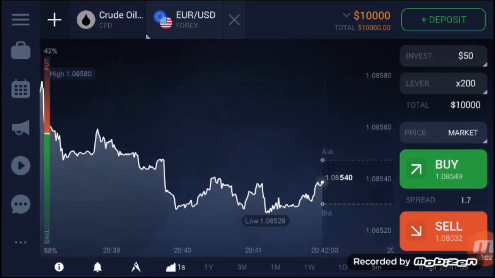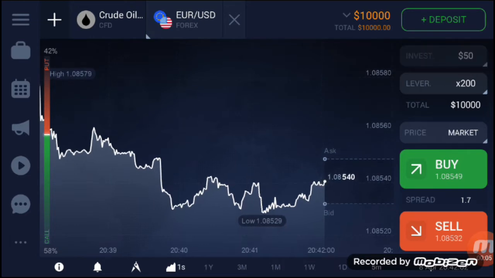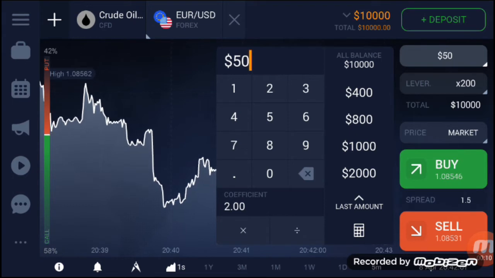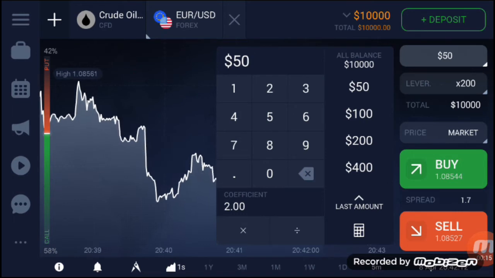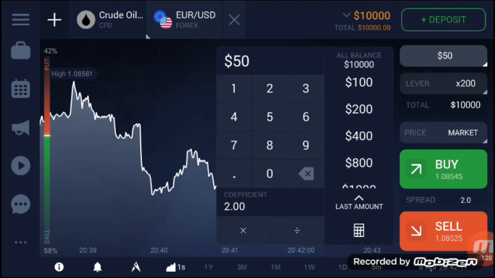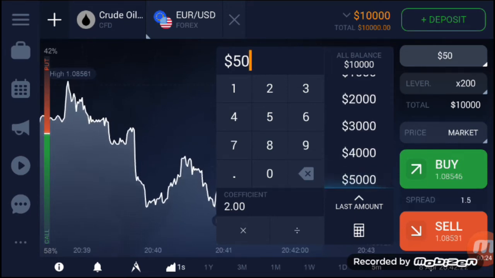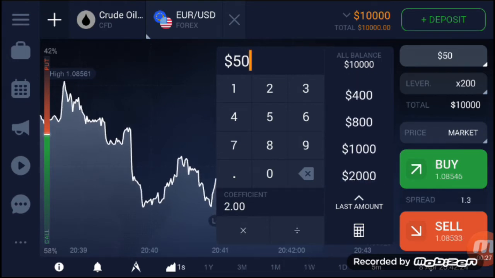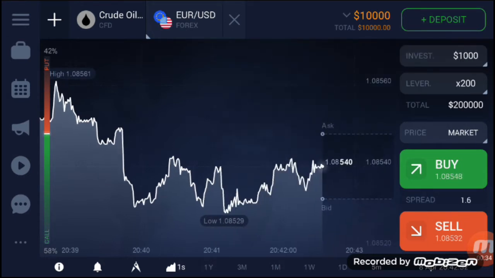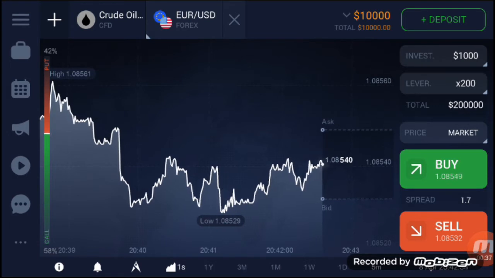Okay, you can invest the amount of money you actually want to invest. If you want to invest $50, $100, $200, even $1,000, you can. So I'm going to invest $1,000.